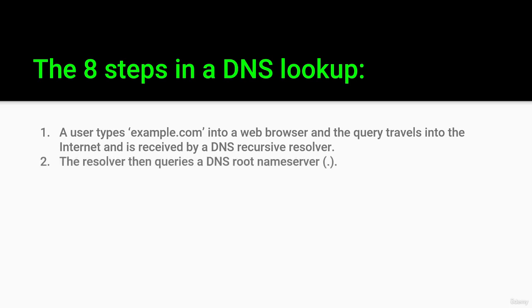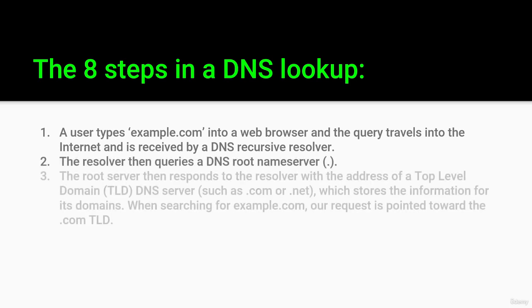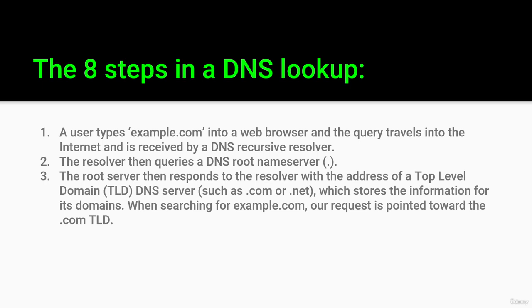The resolver then queries a DNS root namespace server. The root server then responds to the resolver with the address of the top level domain (TLD) DNS server, such as .com, .net, .org, etc., which stores the information for its domains. When searching for example.com, our request is pointed toward the .com TLD.